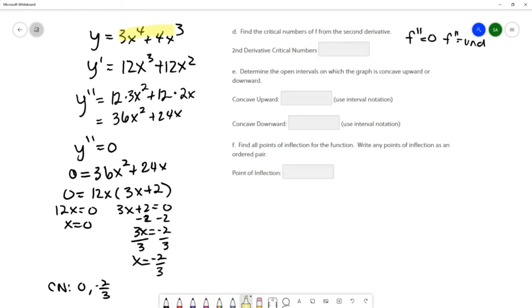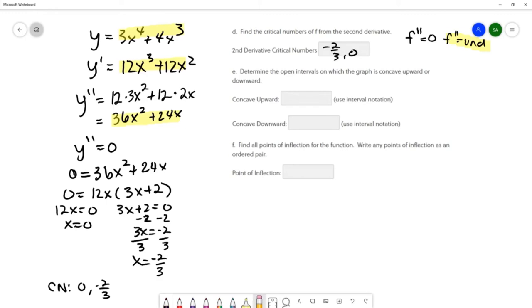The original equation, the derivative, and the second derivative are all polynomial functions, and polynomial functions have no restrictions, so we will not find any critical numbers for where the second derivative is undefined. So we have critical numbers of -2/3 and 0. And we're going to continue.